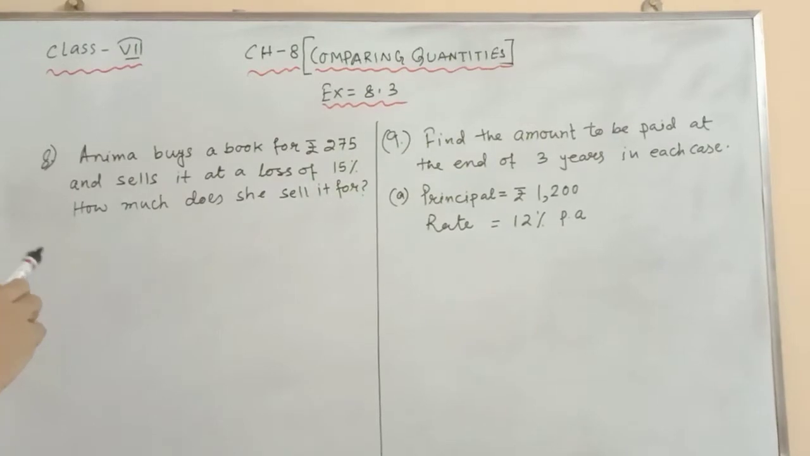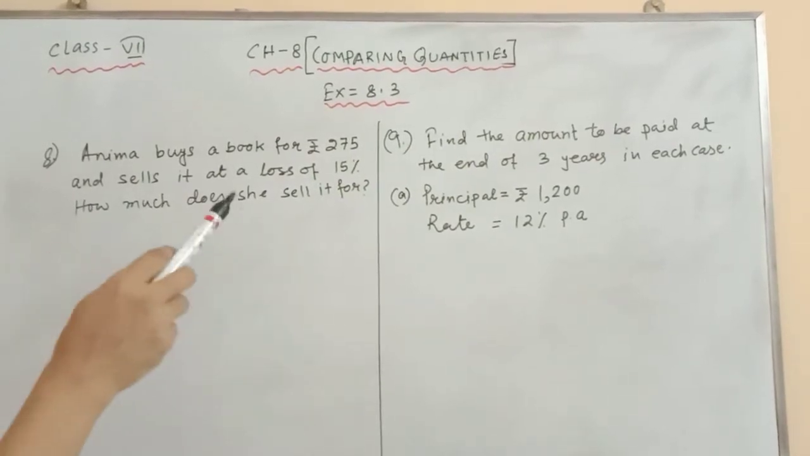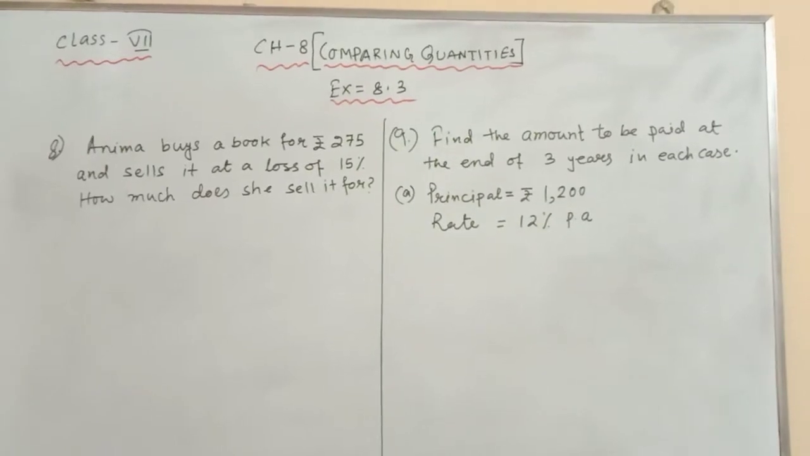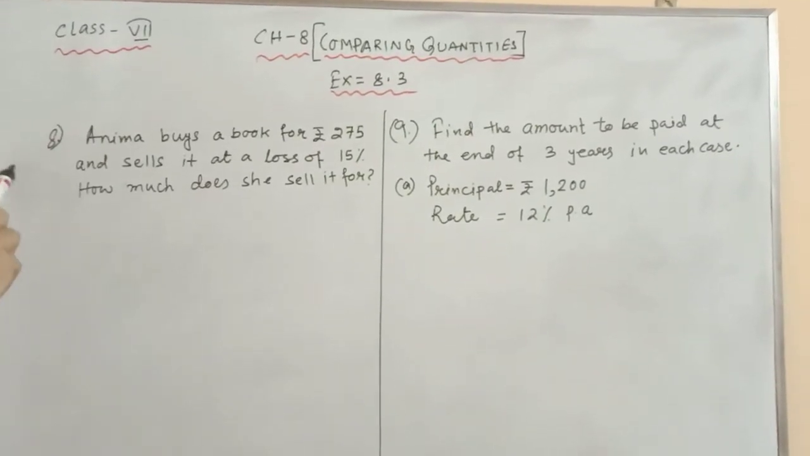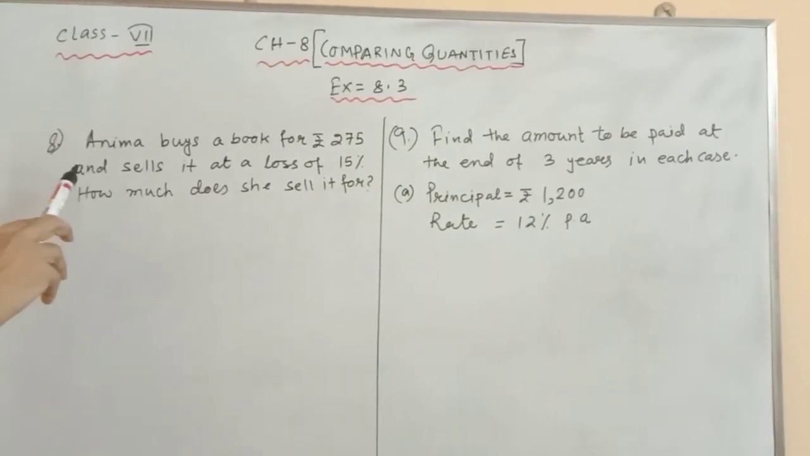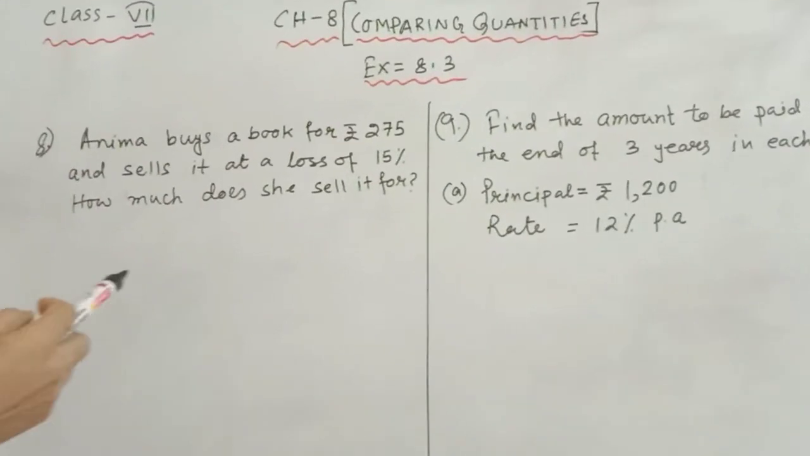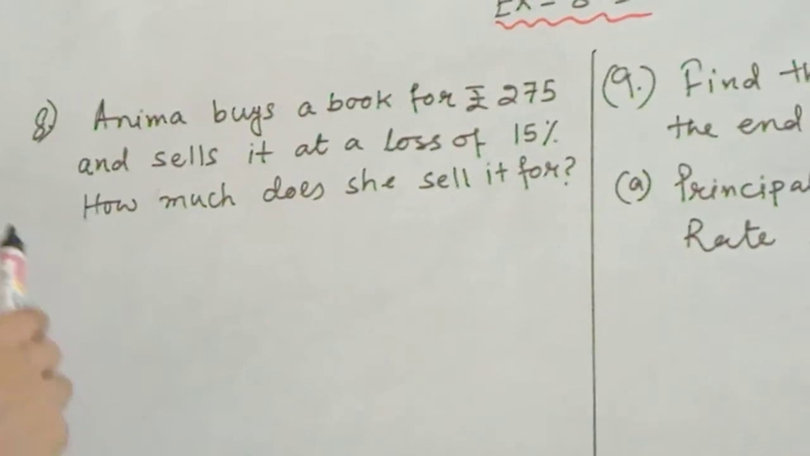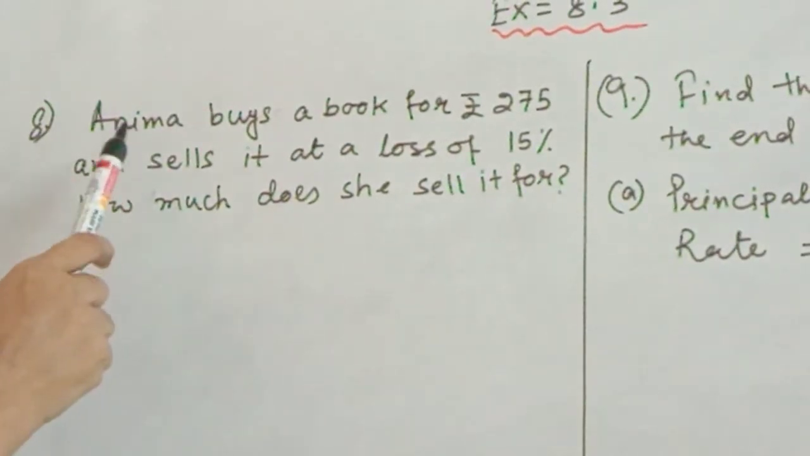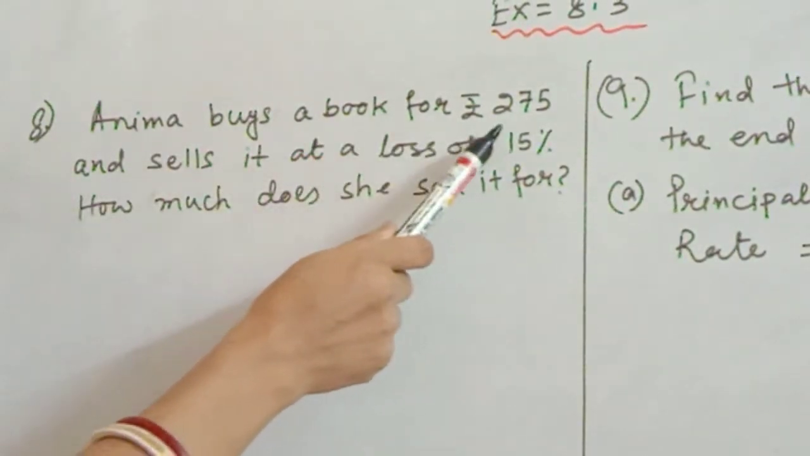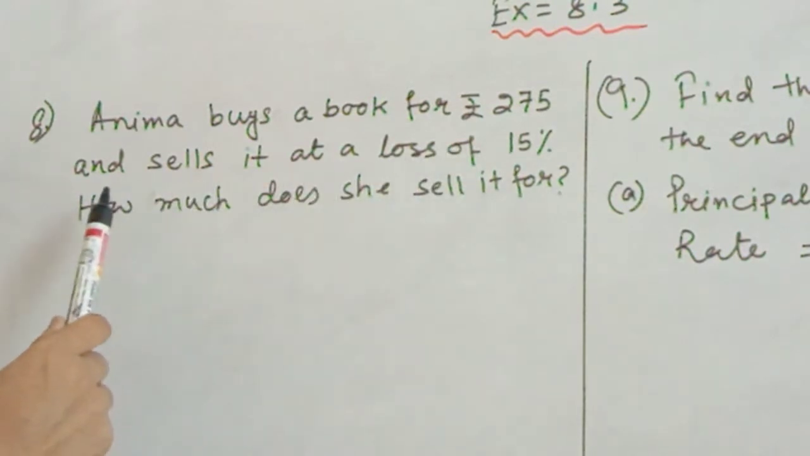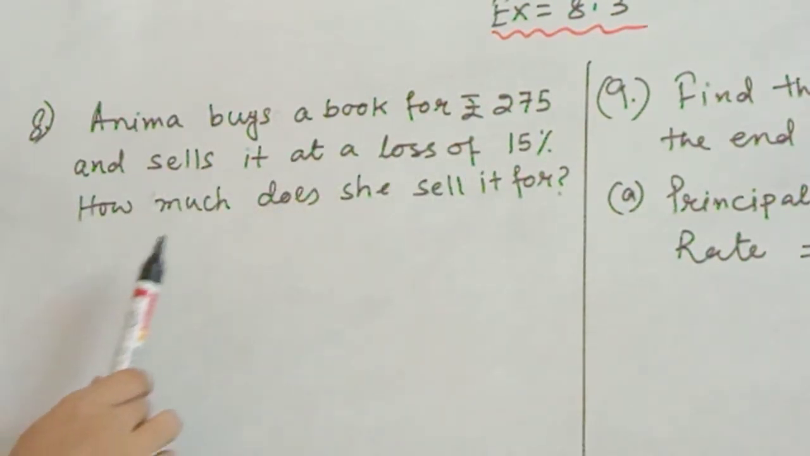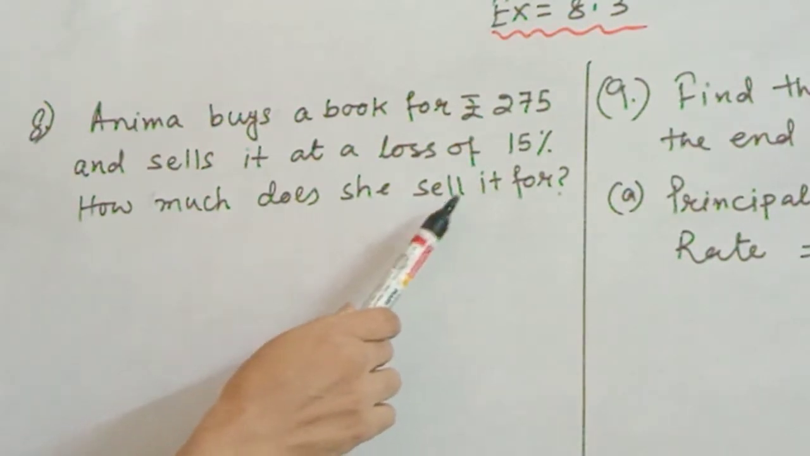Today we will do question number 8 and 9 from exercise 8.3, chapter 8, comparing quantities. In question number 8, the same type of sums we have done in question number 7 in our last class. Question is, Anima buys a book for rupees 275 and sells it at a loss of 15%. How much does she sell it for?